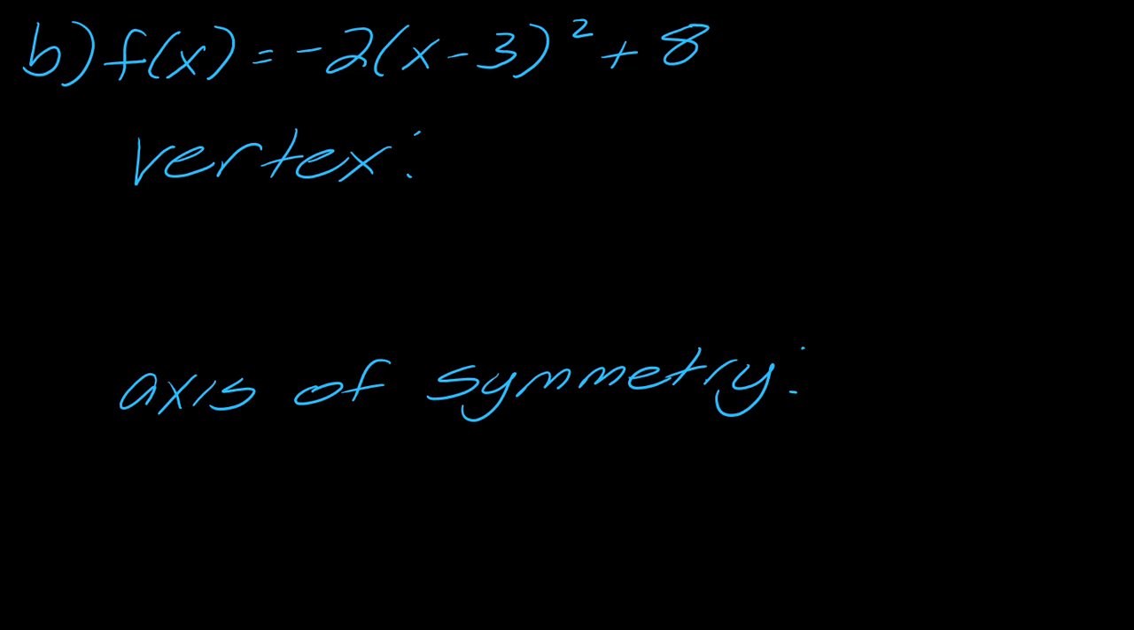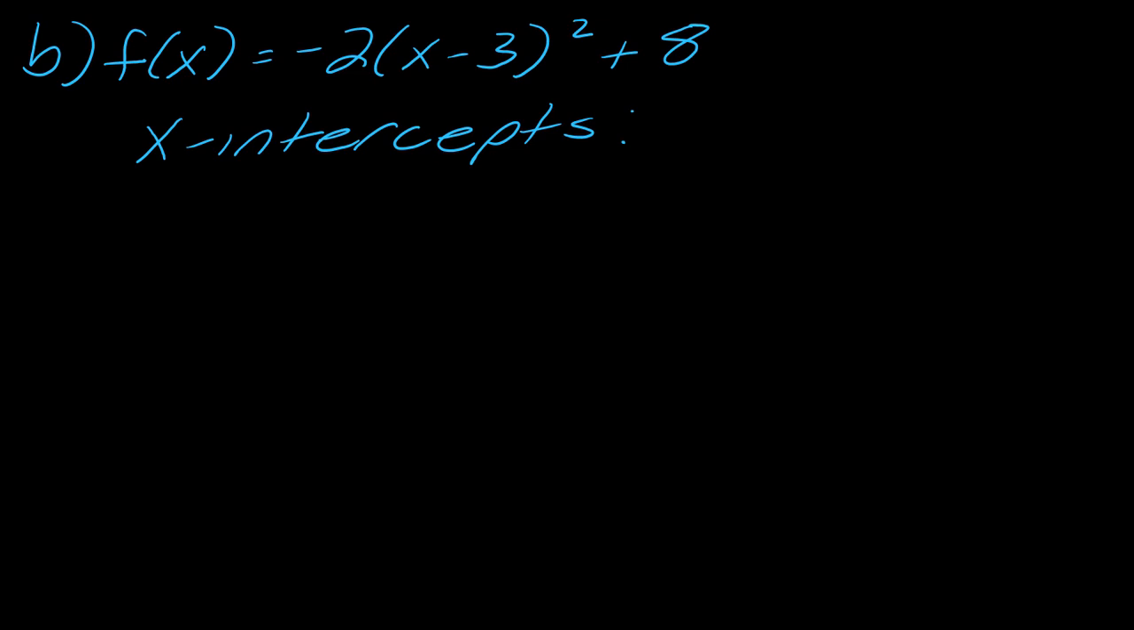So don't let that -2 throw you off. It's still all the same stuff. In this case, my vertex is going to be 3, 8. And then my axis of symmetry, it's still just that x coordinate. That's the first part. Okay, so now let's walk through the x-intercepts together.